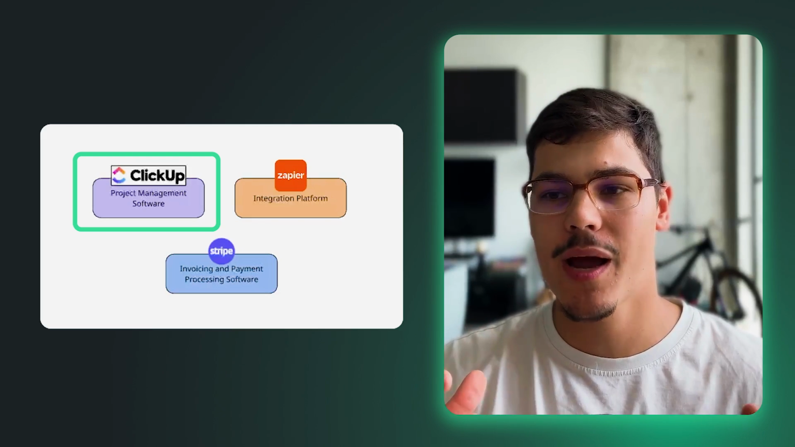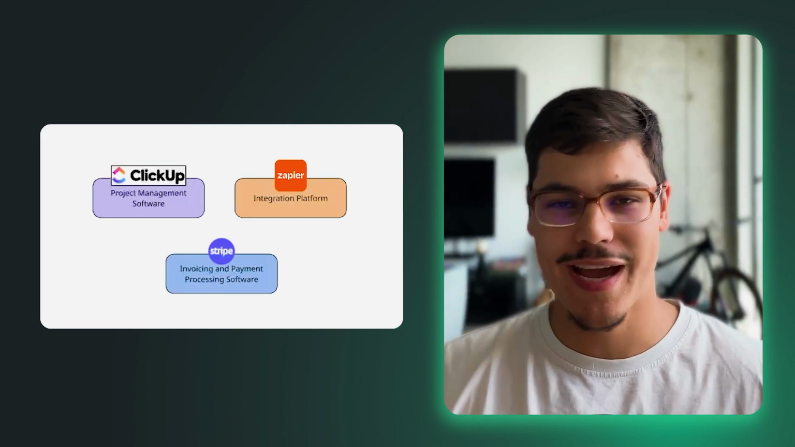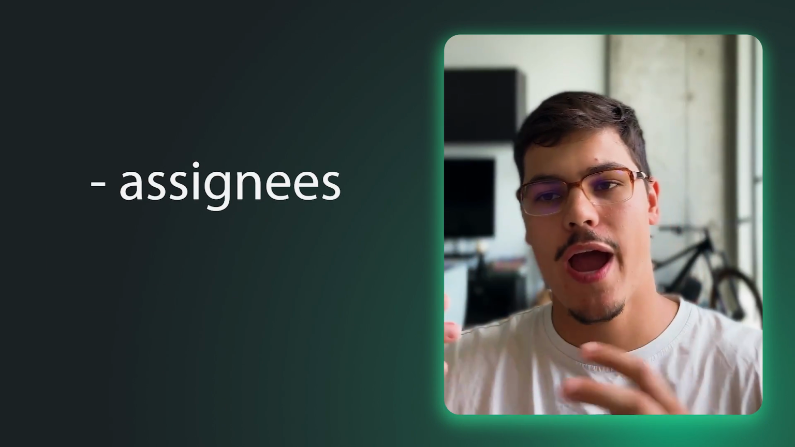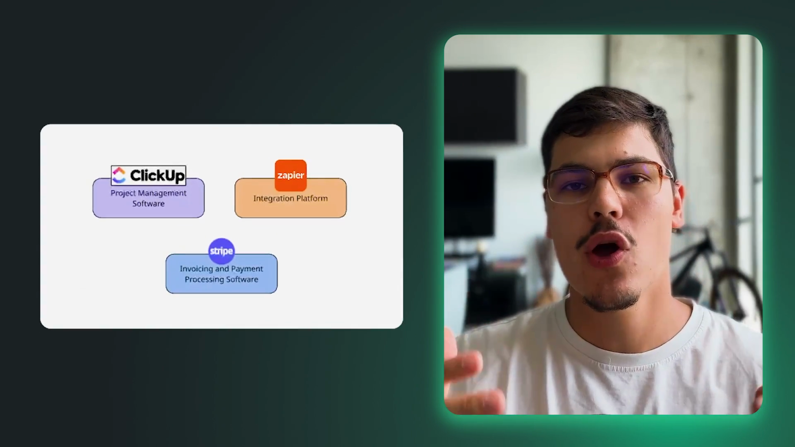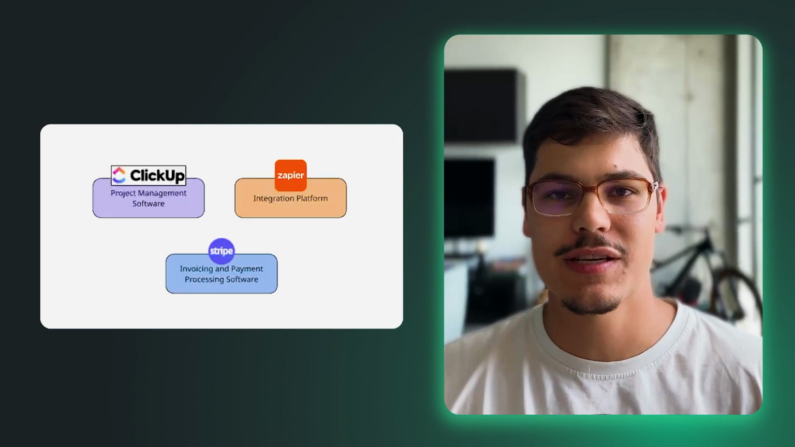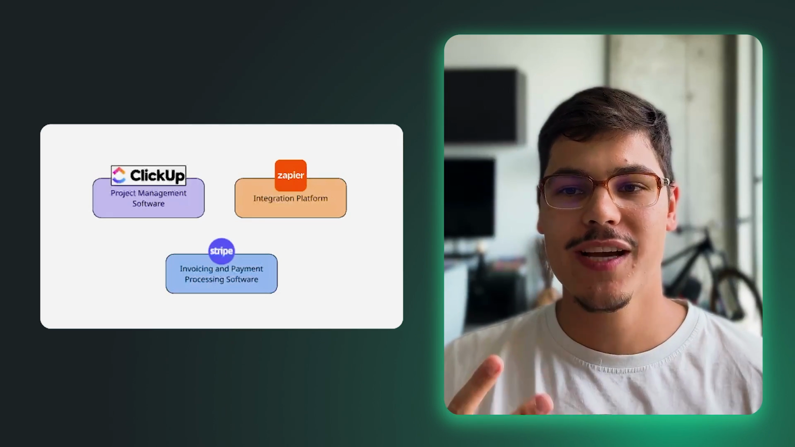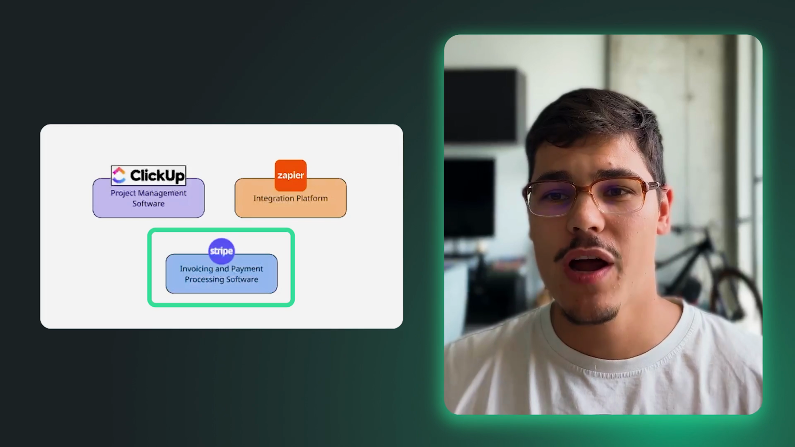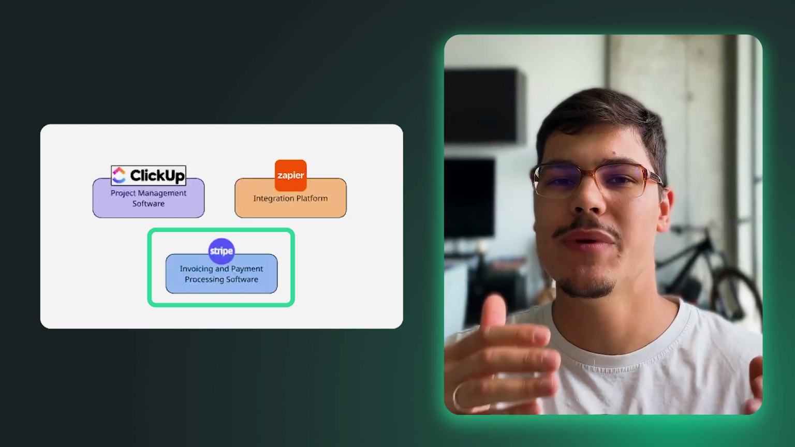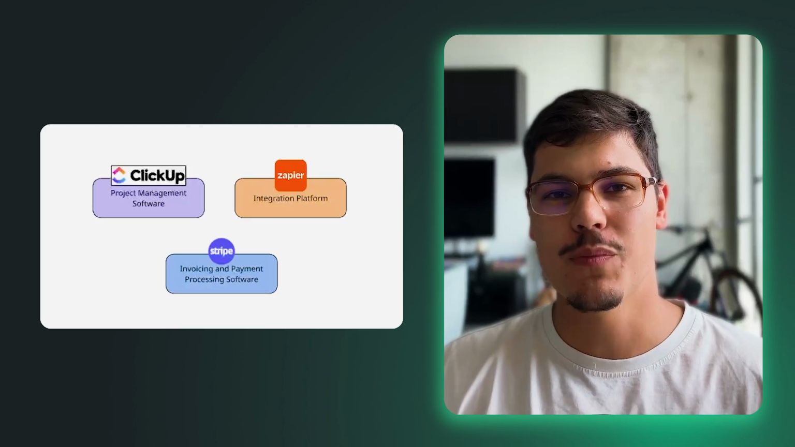Now, you can think about ClickUp as something where we manage all the tasks throughout the delivery of the project. So we have assignees there, we have the due dates for the tasks there. So we know when the project is completed as soon as, let's say, all the tasks in ClickUp are completed. The next part is going to be Stripe. Stripe is going to be playing the invoicing and payment processing software part in here. We're going to be sending the link for customers to pay using Stripe.